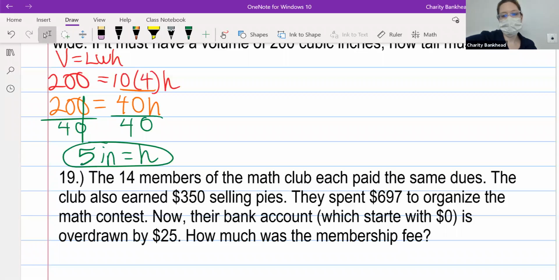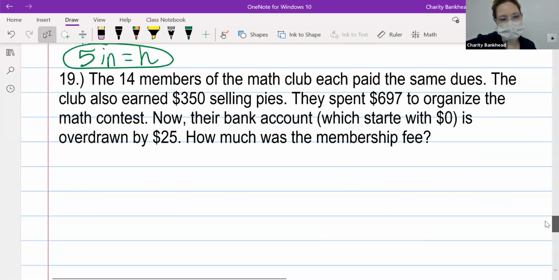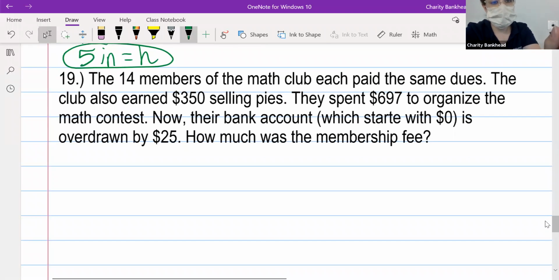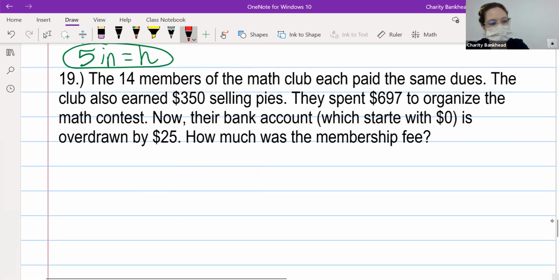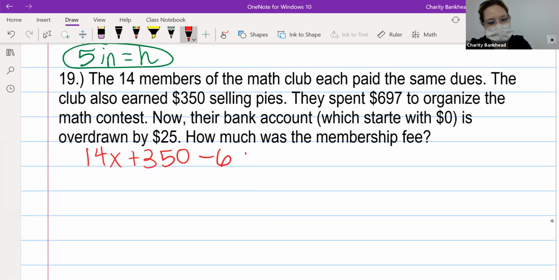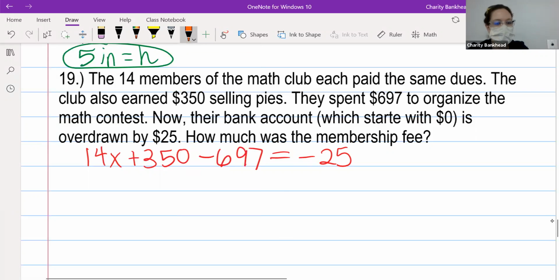All right, so you started out with 0, and then each person put in their fee. So there's 14 members. So X represents the fee, which we don't know. So 14 times X was placed in the bank account. Then they earned $350, so add $350 to that. Then they spent $697, so subtract that. And now it's equal to negative 25. All right, so there's our equation that we're going to solve.